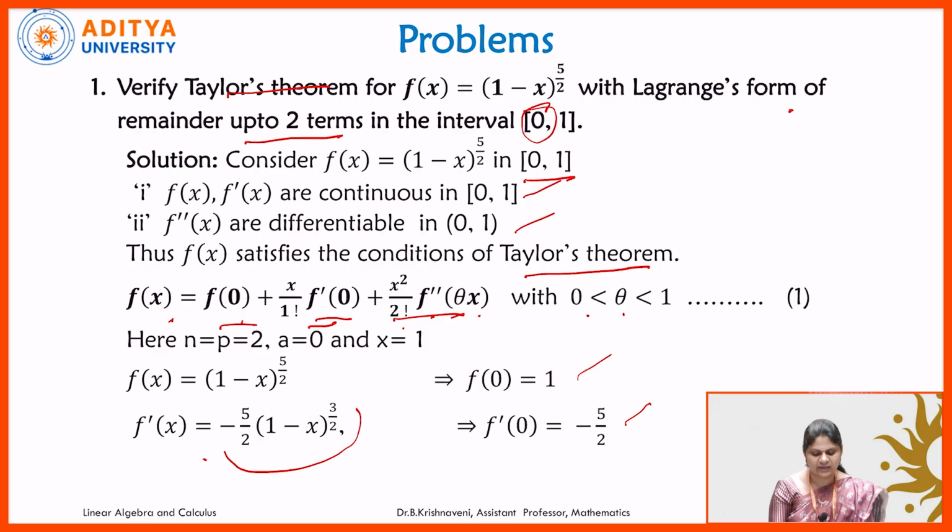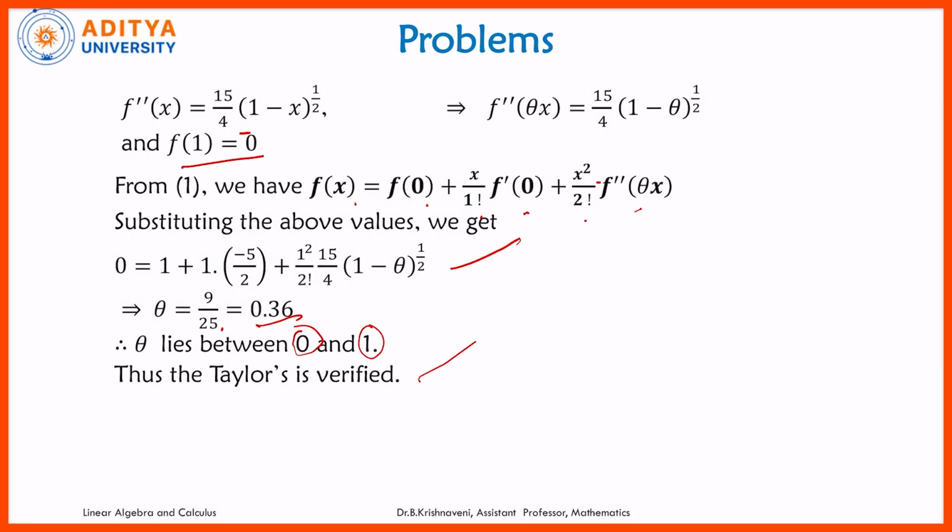So that's what we checked, the conditions with Lagrange's form of remainder up to 2 terms, and finally we calculated the theta value, which should lie in the open interval. Here it is, hence we say that it is verified.